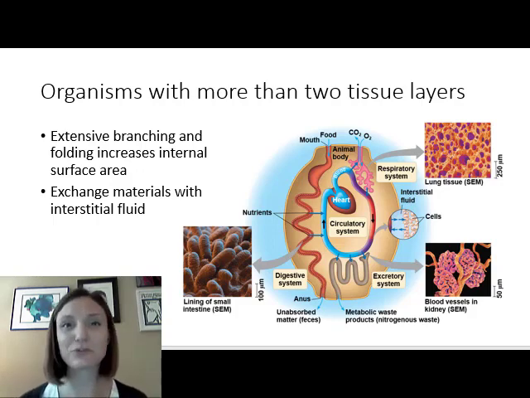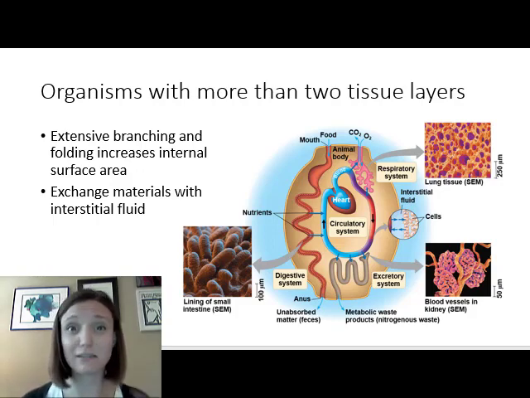So how do these triploblastic, multicellular, large organisms, how do they exchange materials? How do they bring in food? They bring in gases. How do they bring in anything that they need? And how do they exchange waste with the environment?